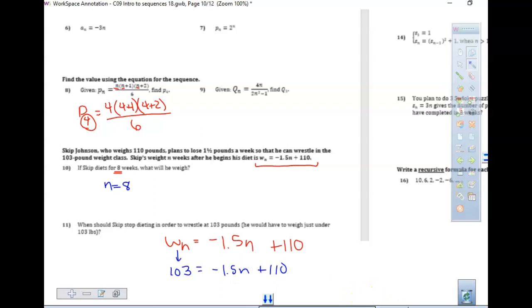And this is solving basic equations. You did this last year. You did it at the beginning of the year. Solve for n. That's all you're doing, right? I need to know what is n equal to. So you're going to subtract, do your division, okay?